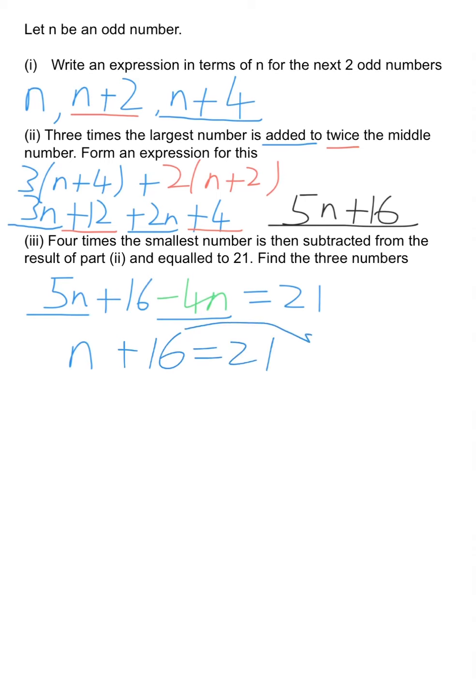Bring the 16 over here, so that'll be minus 16. So n is equal to 21 minus 16, so n is 5. So that is our first odd number. So if that's our first one, then the next one will have to be 7, and the next one after that is 9. And that's it.